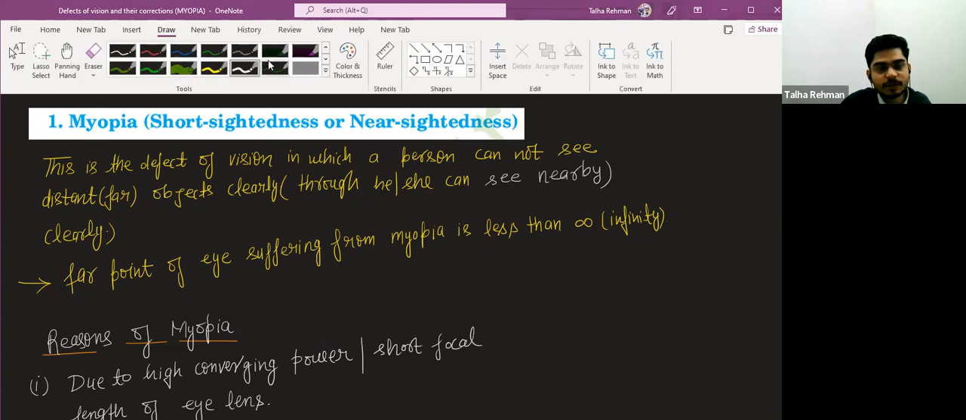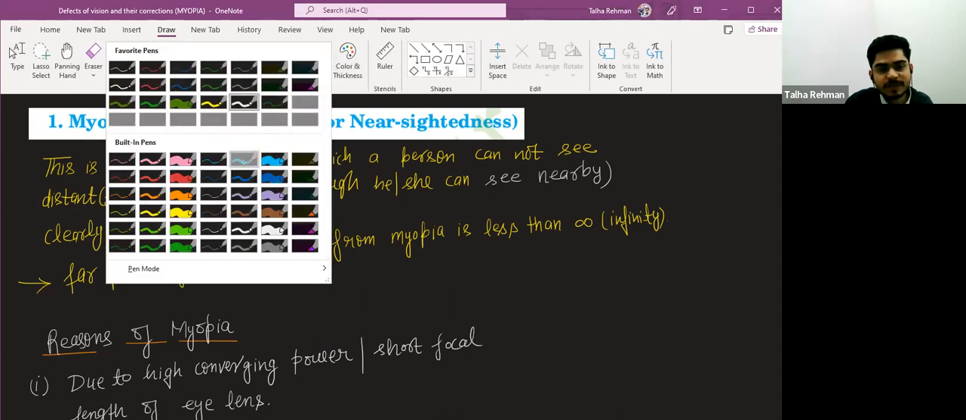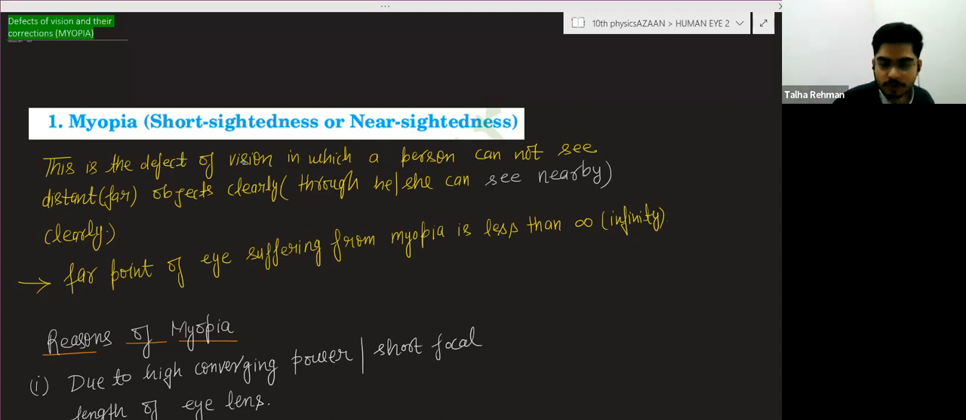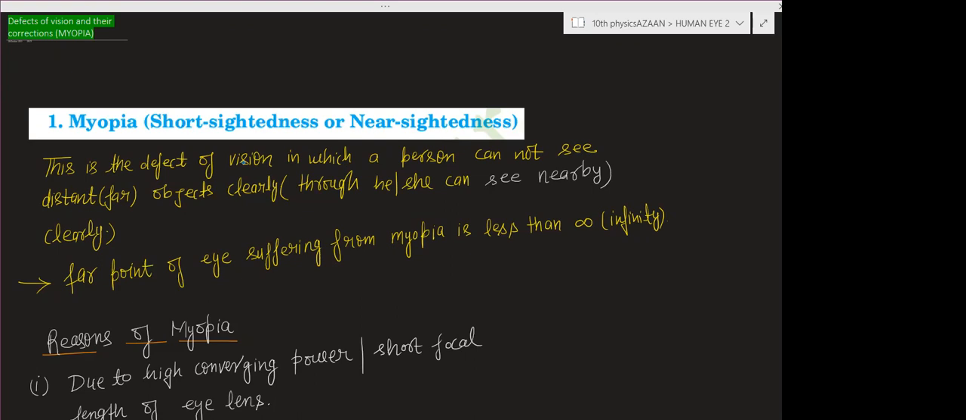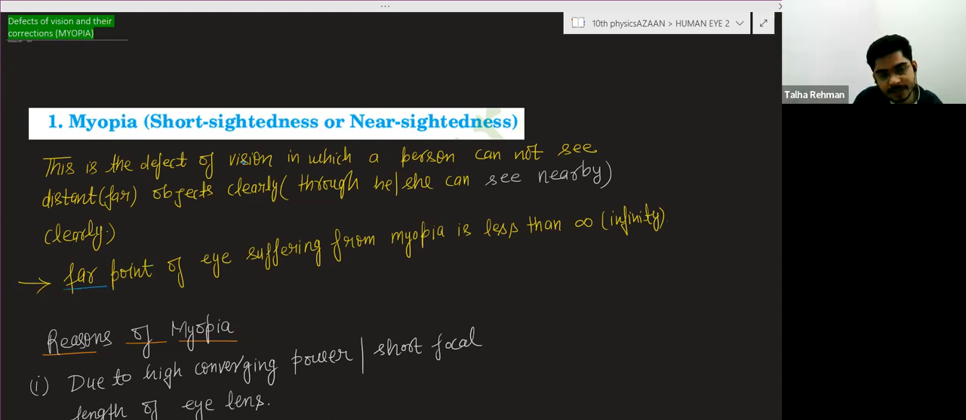And remember one point in myopia. What is the far point for the normal human eye? What is the far point for the normal human eye, Azaan? Infinity. Very good. But in case of the person suffering from myopia, the far point will be less than infinity. In this case, the far point is less than infinity. That is why the person is not able to see the distant object. If the object is out of the range of the far point of the myopic person, then he or she will not be able to see the object clearly.